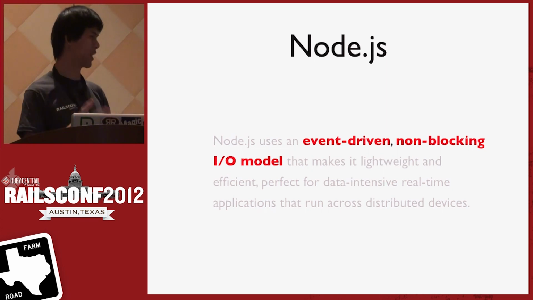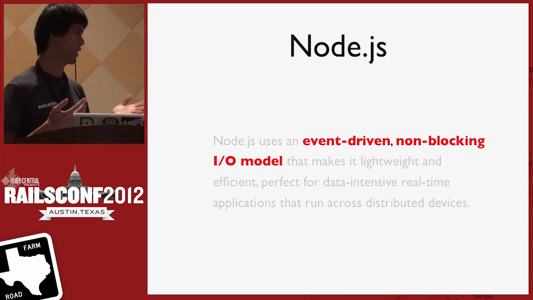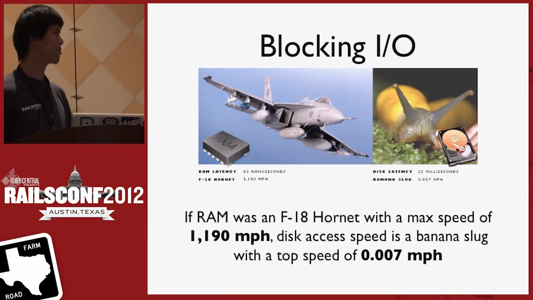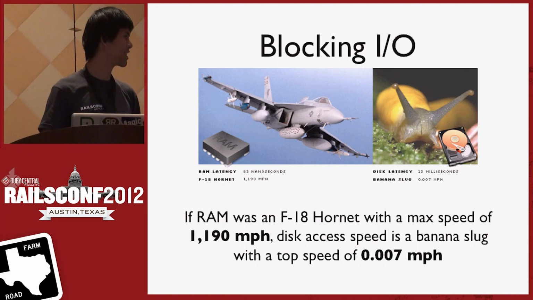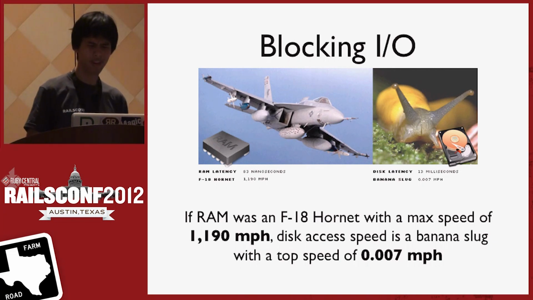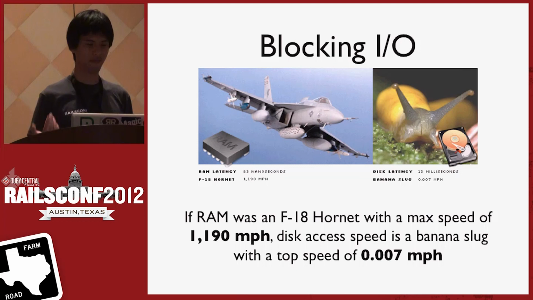So I found this great photo and quote from Christian Paradis. And he says, if RAM was an F-18 Hornet with a max speed of 1,190 miles per hour, disk access is a banana slug with a top speed of 0.007 miles per hour. And I think most of us kind of know this intuitively, right?